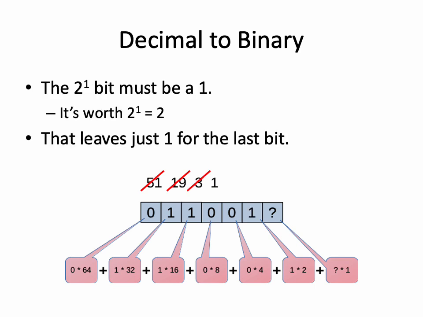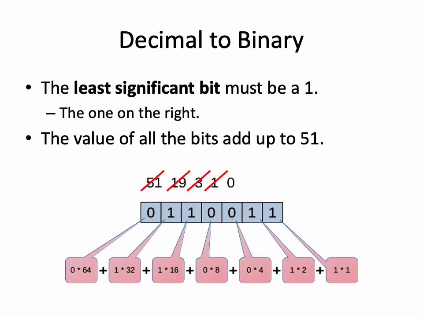That leaves me with 2 to the 1, or just 2, which is less than 3, so I can put a 1 in that position. And then finally, I'm left with 1. I'm just going to put a 1 there, and I've used up everything. I'm left with 0, and so now I have my number 51 in binary.